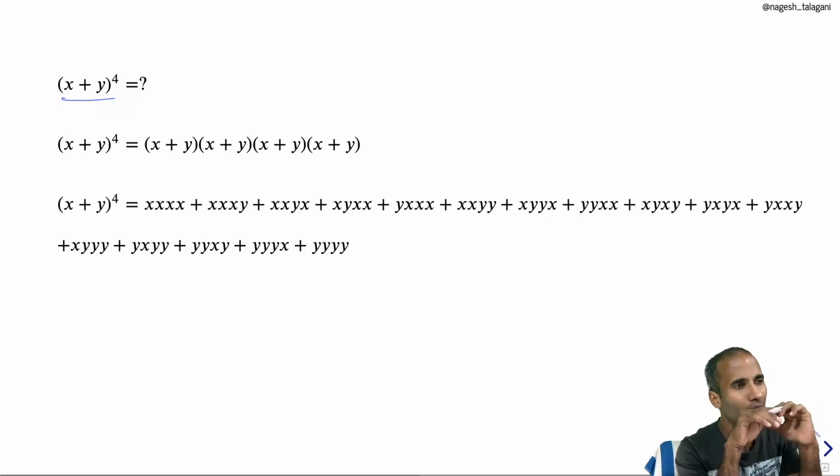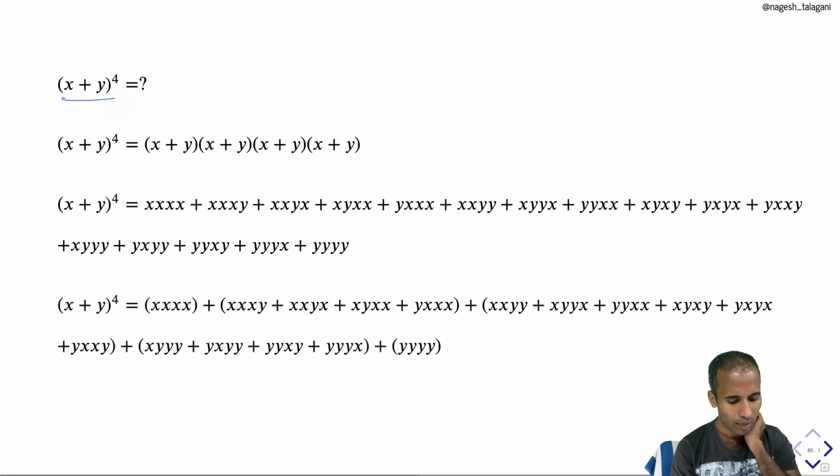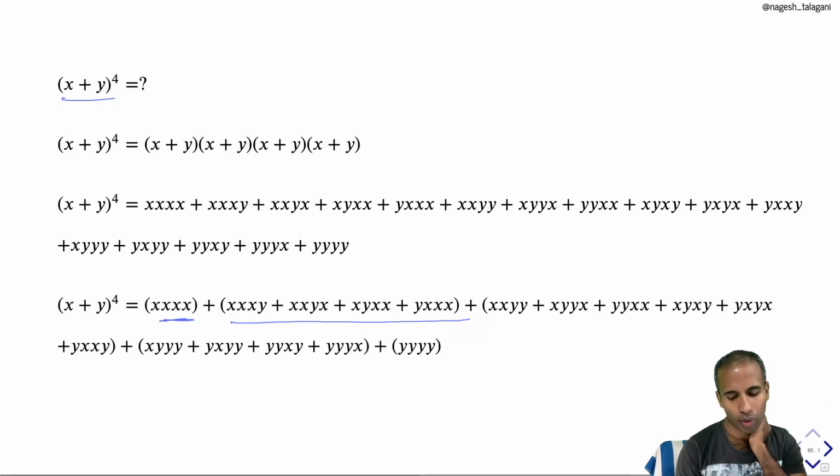Okay. Now let's classify these 16 into 5 groups. Permutations with 0 y's, permutations with 1 y, permutations with 2 y's, permutations with 3 y's, and permutations with 4 y's, like this. Okay. In this group we have 0 y's. In this group we have 1 y. In this group we have 2 y's. In this group we have 3 y's. In this group we have 4 y's.